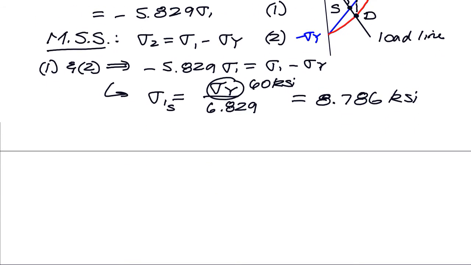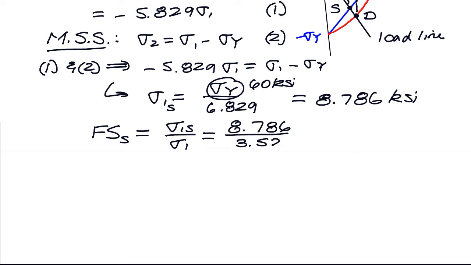Before I move on to the ellipse, what I want to do really is calculate the factor of safety. So the factor of safety for the maximum shear stress case is the ratio of the sigma 1s we just found divided by the actual principal stress there of sigma 1. So that's 8.786 divided by the sigma 1 we calculated, 3.52. So the factor of safety is 2.5.